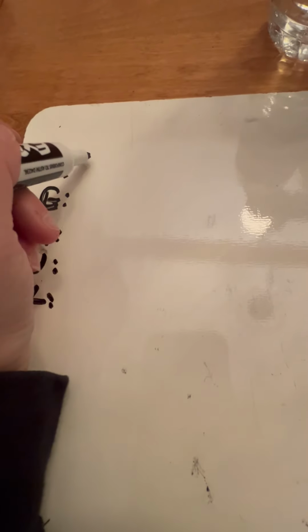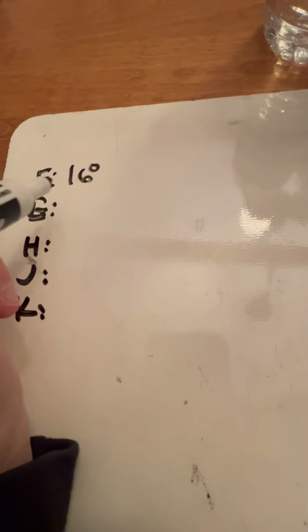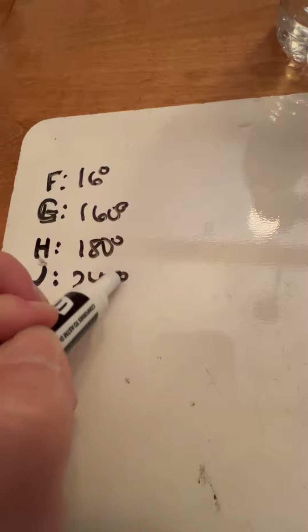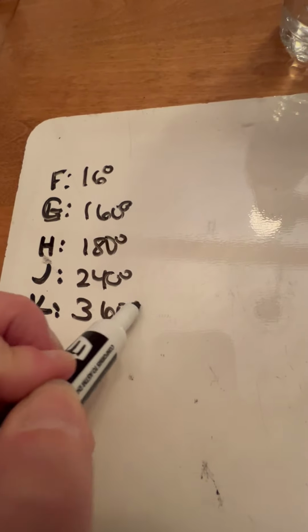So the first thing I'm going to do is just look at this. Obviously you have the choices here. I'm just going to write them down. The choices from these are located in here. So we're just going to call these F, G, H, J, and K, because that's what they are in here. And we've got 16 degrees, 160, 180, 240, and 360.